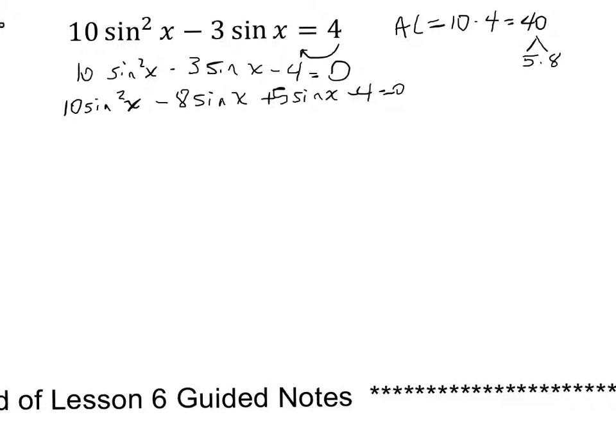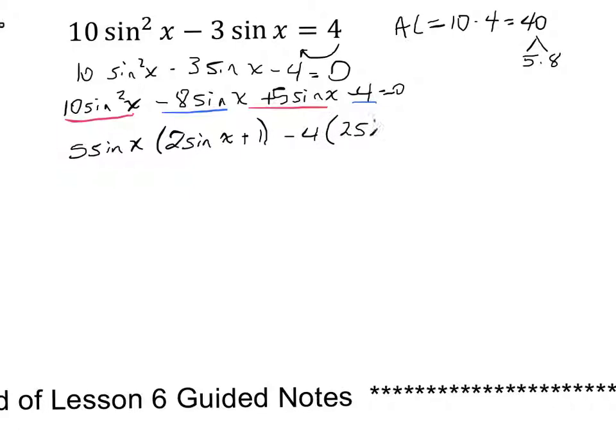And now we do factor by grouping. And I'm going to group these like so, just because it's going to work better for my factors. Okay, so for the red ones, what I have in common is a 5 sine of x, right? When I factor that out, I'm left with 2 sine x plus 1. For my blue terms, what I have in common there is a minus 4. When I factor that out, I'm left with 2 sine x plus 1 again equals 0.